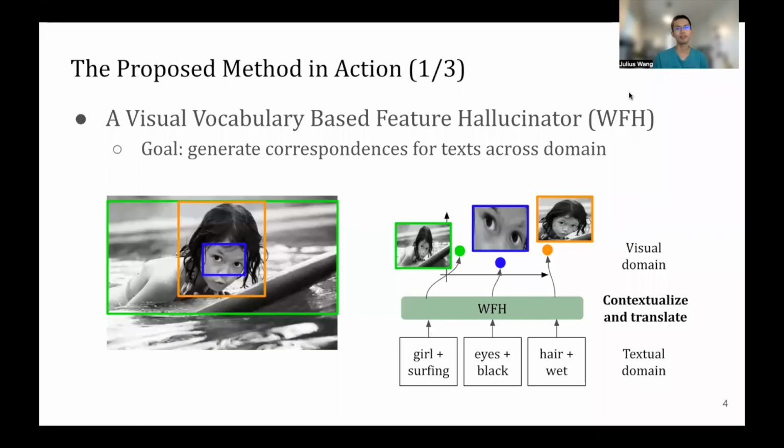This is the proposed method in action. We propose a visual vocabulary-based feature hallucinator, or WFH, to generate correspondences from text across domains. Given an image, we detect the regions of interest. For each region of interest, we detect the object and the attributes associated with the region. WFH is trained to translate the embeddings of those objects and attributes into the correspondences in the visual domain.